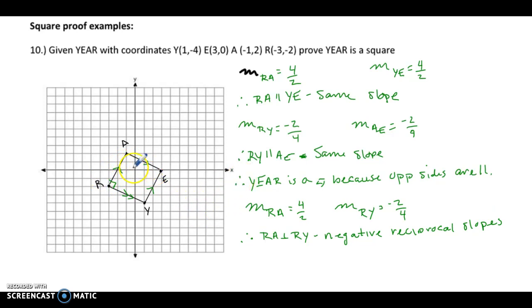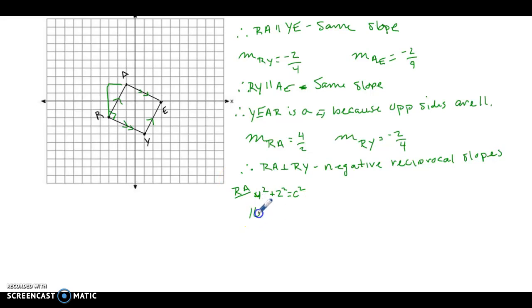And so right now I know it's a parallelogram with a right angle, but for it to be a square, it needs to be a parallelogram with a right angle and congruent sides. So now I need to find the length of two consecutive sides. So I'm going to find the length of RA, and to do that, Pythagorean theorem. So up 4 over 2, there's my right triangle. 4 squared plus 2 squared equals c squared. And so 16 plus 4 equals c squared. So 20 equals c squared. So c equals the square root of 20. And therefore RA equals the square root of 20.